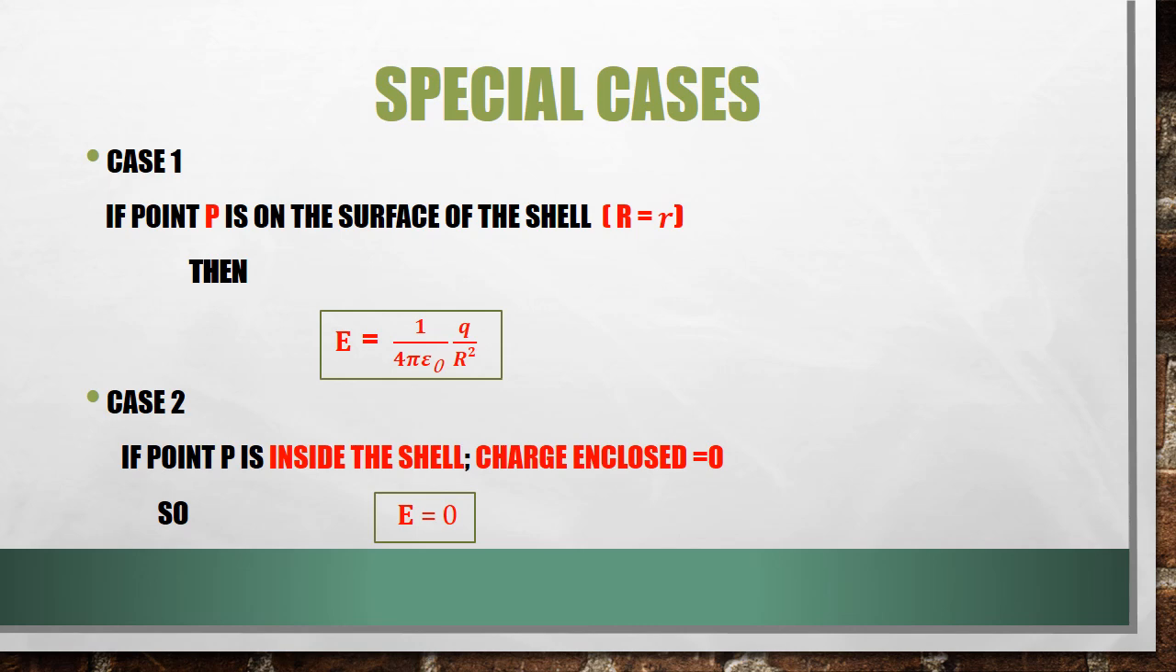This is called electrostatic shielding. The disappearance of electric field in the cavity in a charged conductor is called electrostatic shielding. The major application of this is that during lightning, it is better to sit inside a car than standing outside.